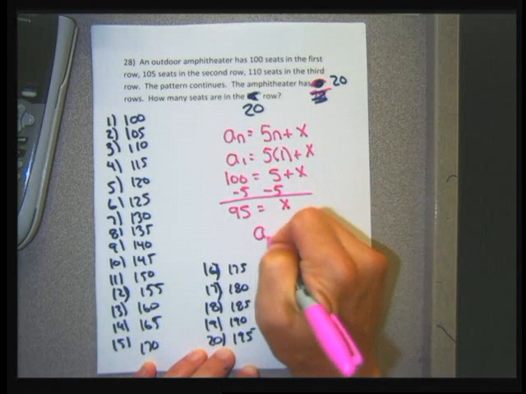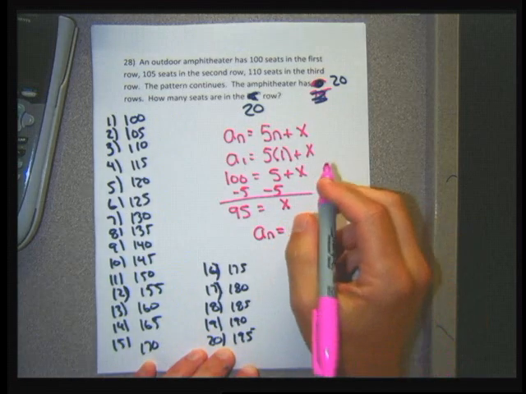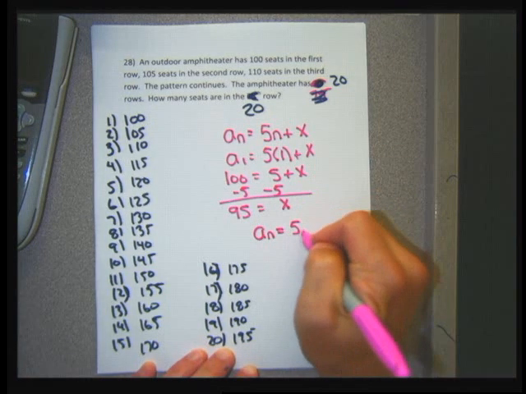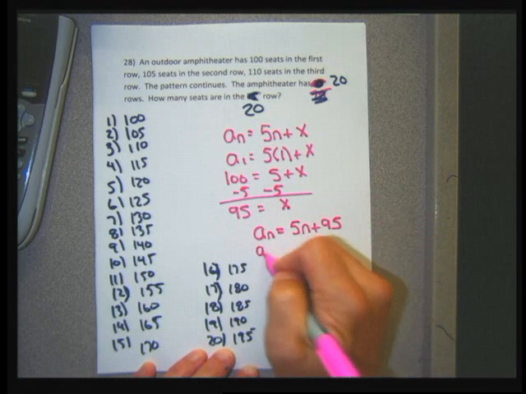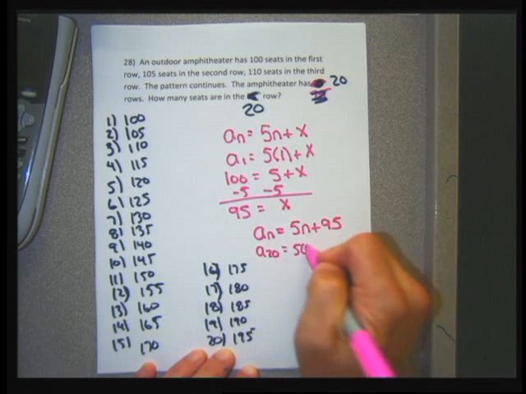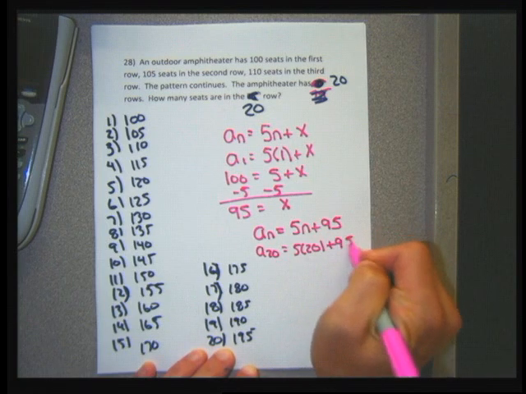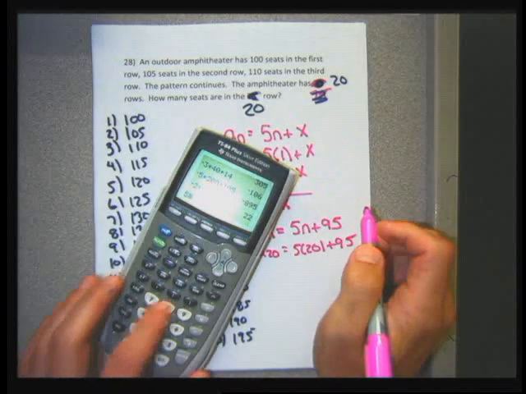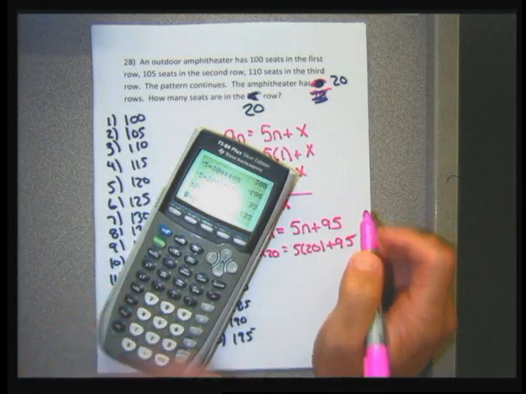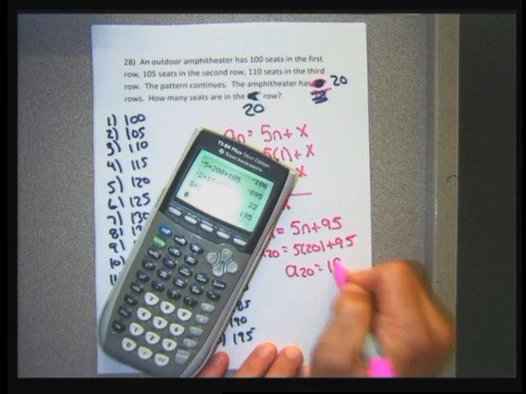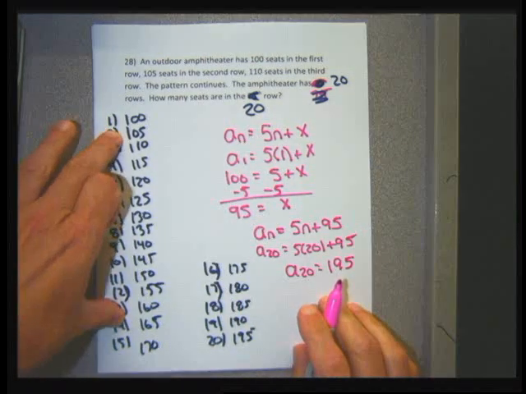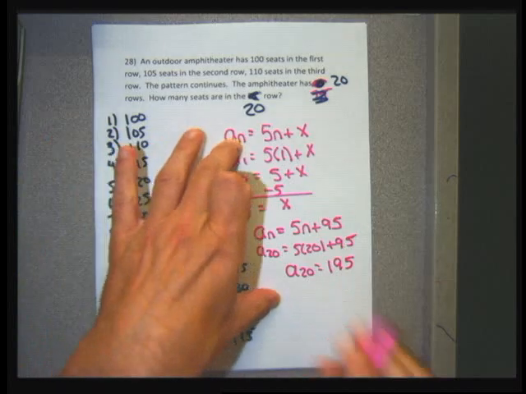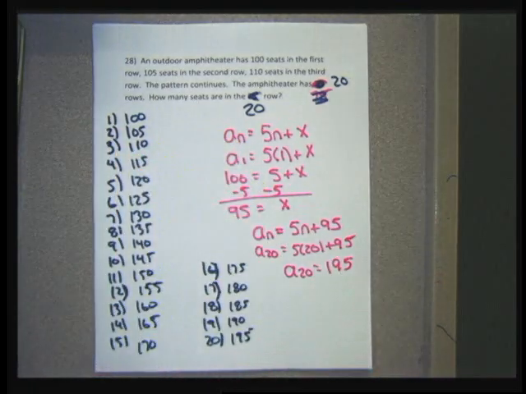So the formula to find out the number of seats in any row is a sub n equals 5n plus 95. To find out the number of seats in the 20th row, I'll go a sub 20 equals 5 times 20 plus 95. Do that on my calculator. 5 times 20 plus 95, and I get a sub 20 equals 195. That's nice to have that confirmation. The non-algebra mindless way and the clever algebra way both tell me that the 20th row has 195 seats.